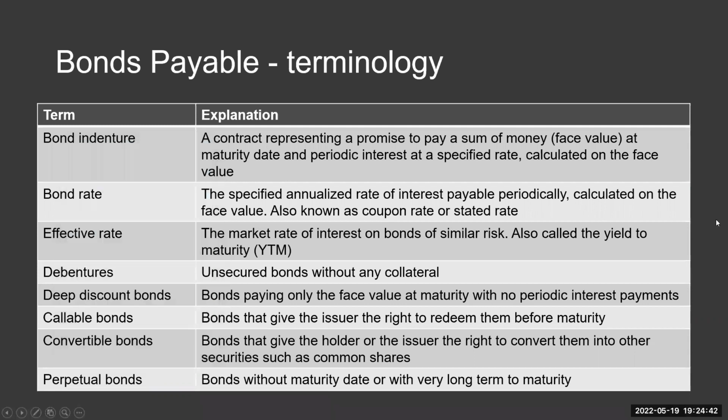Effective rate is the market rate. So at the end of the day, when we are trying to calculate how much the bond is worth, we have to use the market interest rate. So the market rate of other bonds of a similar risk.